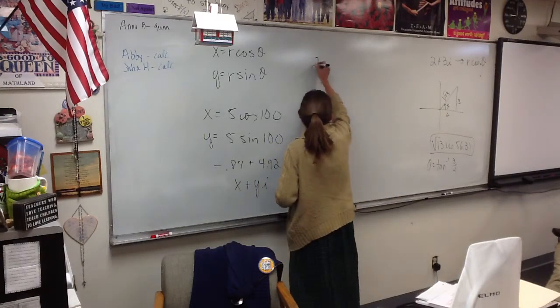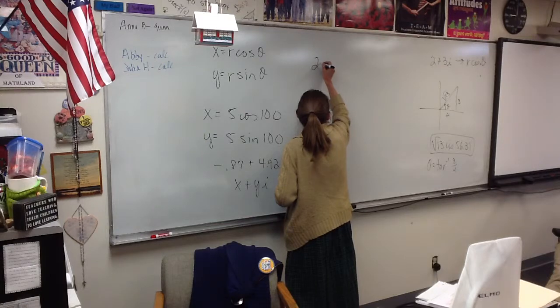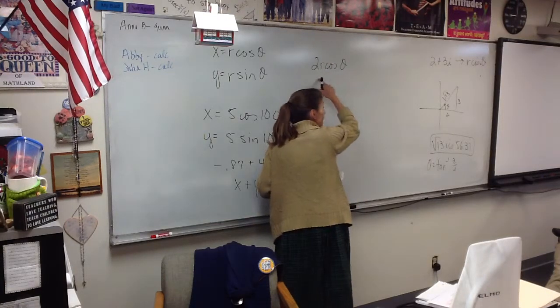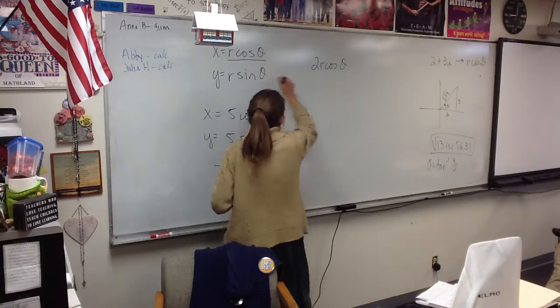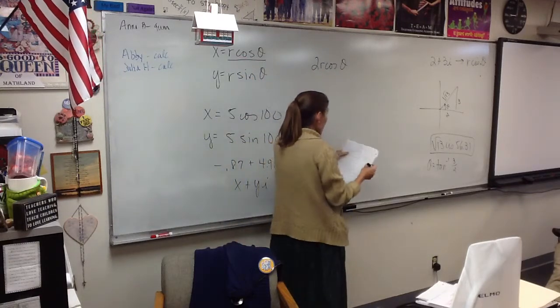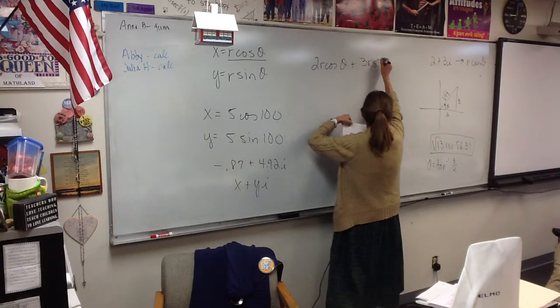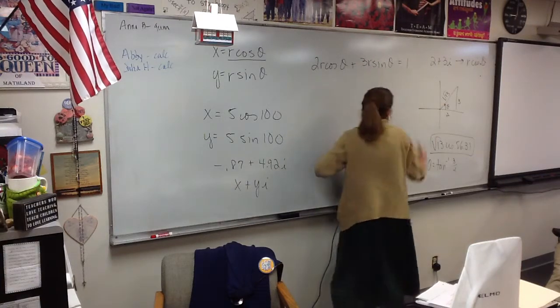Is it 2 parentheses cosine theta plus 3 parentheses sine theta? Close. It's r cosine theta. X equals r cosine theta, so you're going to take out the x and put in r cosine theta, and take out the y and put in r sine theta. Yes, Jack. Otherwise, you're exactly right.